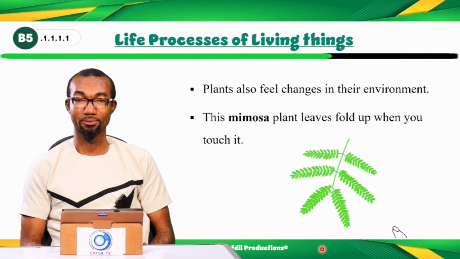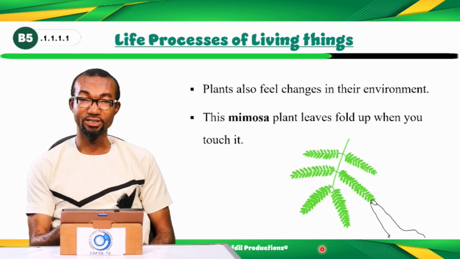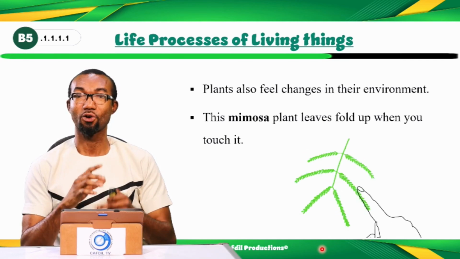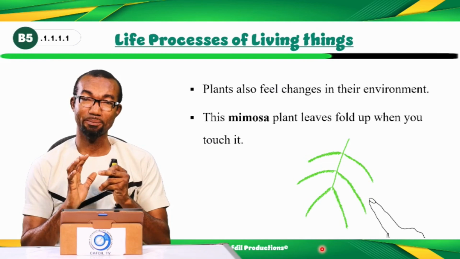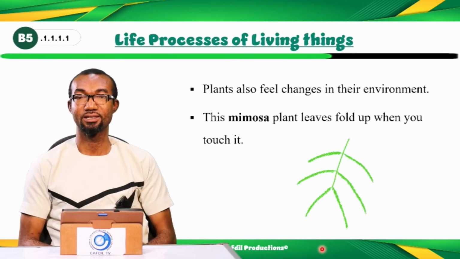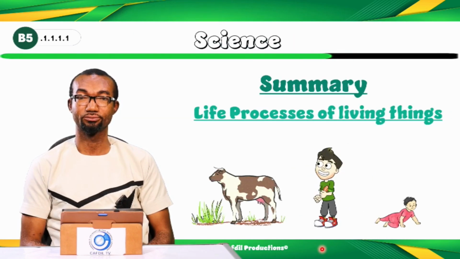So living things such as animals, human beings, and plants all have special parts that they use to notice changes in their environment.